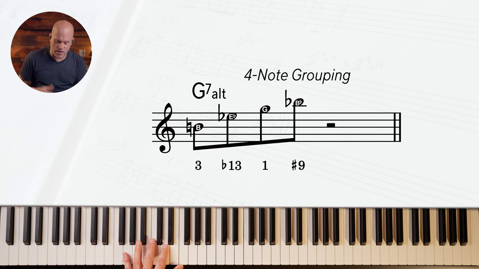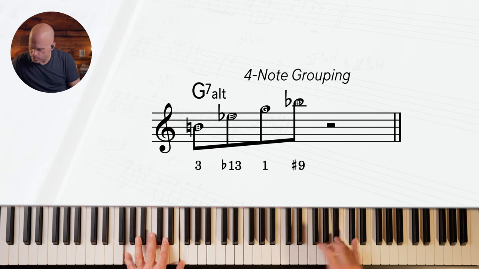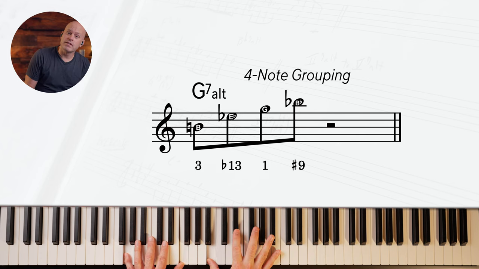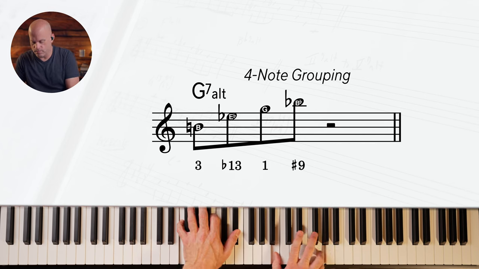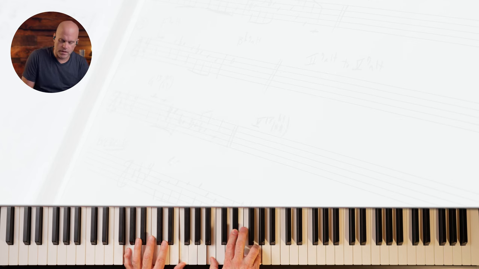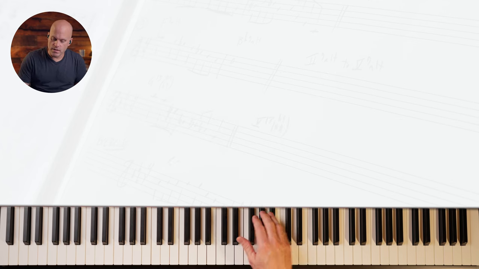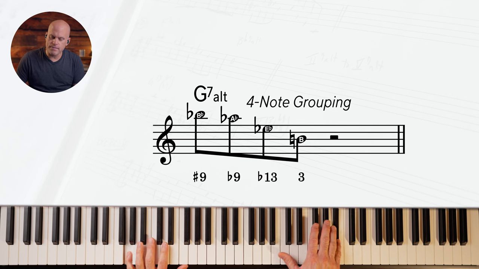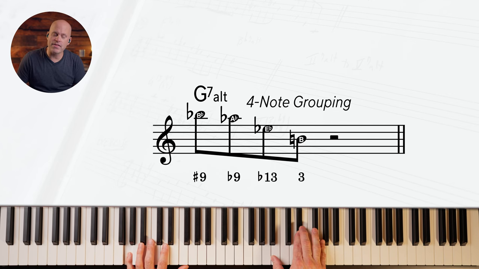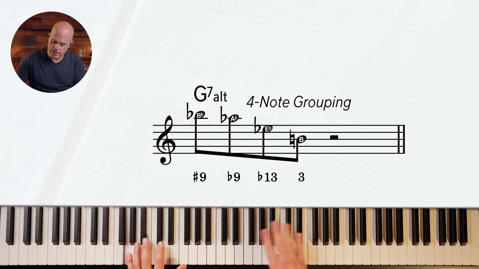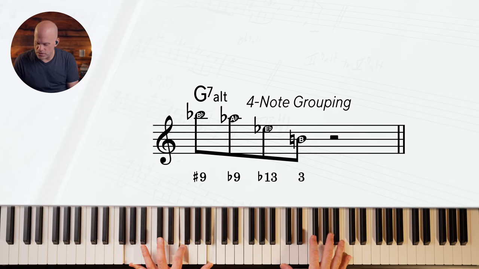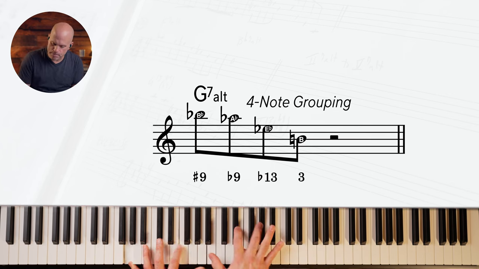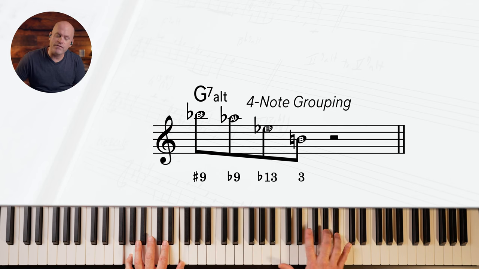That's also a great little technical exercise. Let's run that up and down the keys. But that's a great one. Last one. Sharp 9, flat 9, flat 13, 3rd. I think I heard Mulgrew Miller do this one for the first time. Sharp 9, flat 9, flat 13, 3rd.